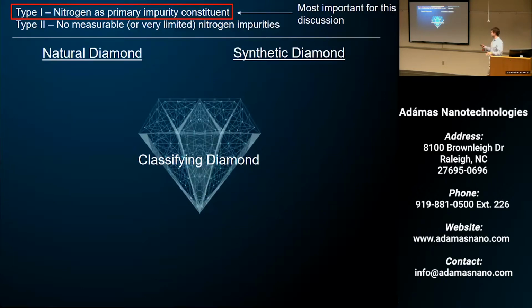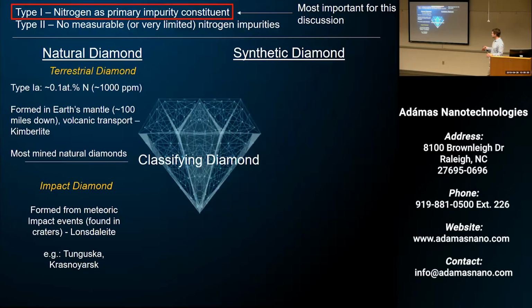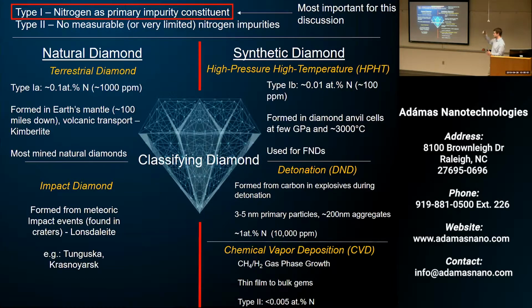And then if we consider natural and synthetic diamond, we have terrestrial diamond, which is diamond that forms in the earth, and impact diamond, which can form from meteorite impacts and can be found in craters, for example, Krasnoyarsk and Tunguska in Siberia. Synthetic diamond has, in general, three major classifications: high pressure high temperature (HPHT), detonation nanodiamond, and chemical vapor deposition. For this talk, I'm really going to focus on HPHT and detonation, mostly HPHT, as this is the one that's used for fluorescent nanodiamond production. These two are the most important for this talk.